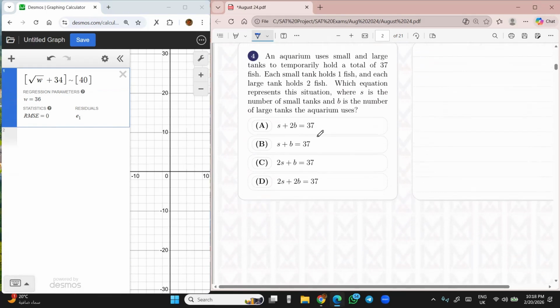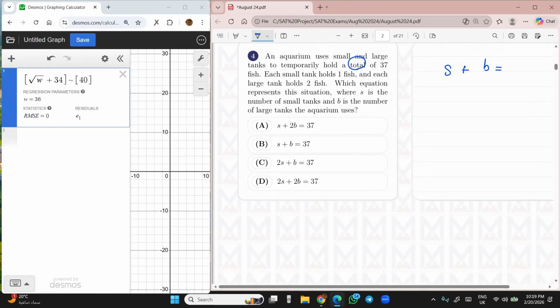Question number 4. An aquarium uses small and large tanks to temporarily hold a total of 37 fish. Each small tank holds 1 fish and each large tank holds 2 fish. Which equation represents this situation where S is the number of small tanks and B is the number of large tanks the aquarium uses? So we have S, small tanks, and B, large tanks. And because of the word total, we need to add them all together.